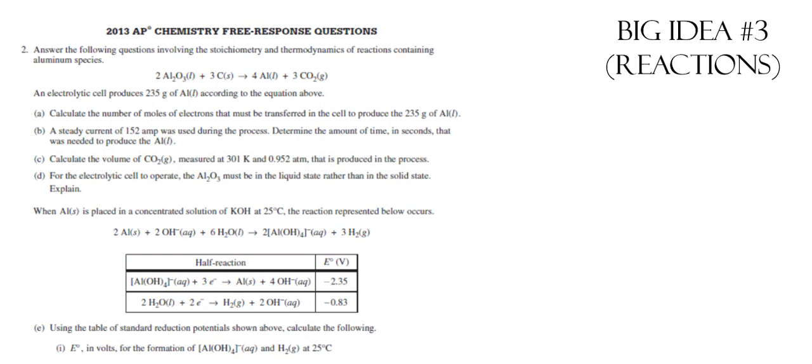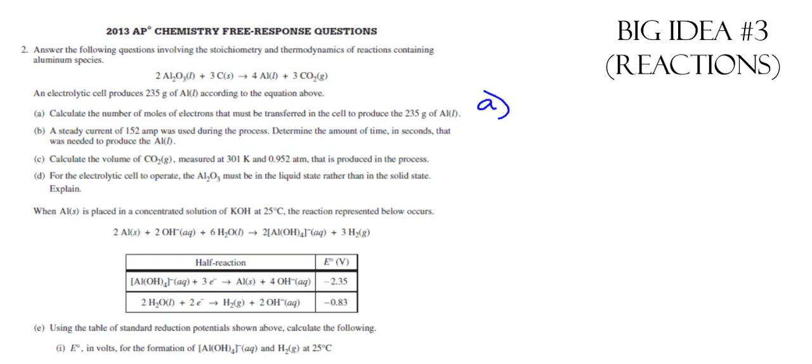And then, here we go. An electrolytic cell produces 235 grams of aluminum according to the equation above. A, calculate the number of moles of electrons that must be transferred in the cell to produce 235 grams of aluminum. All right, so right away you're going to hit this problem and it's going to throw you off.